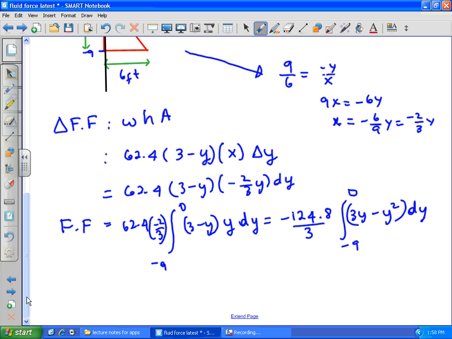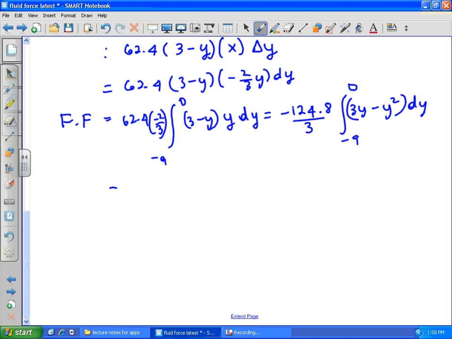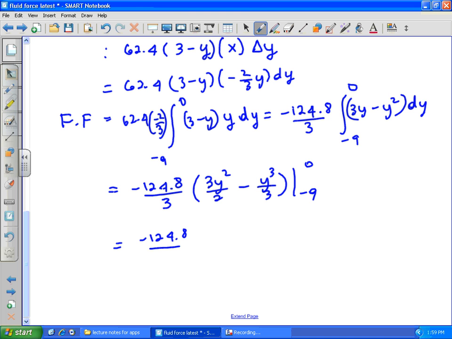This one is so much easier to integrate than the other one was. The other one you have to FOIL. Here there's nothing to FOIL. Just integrate. Integral of 3y is this. Integral of y squared is this. And go from negative 9 to 0. When you plug in 0, you get nothing. And then let's just plug in what we get when we're plugging negative 9.